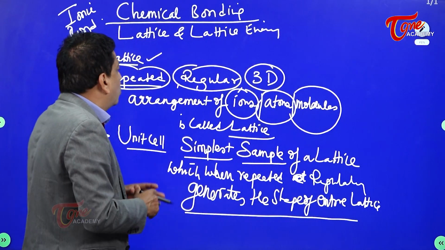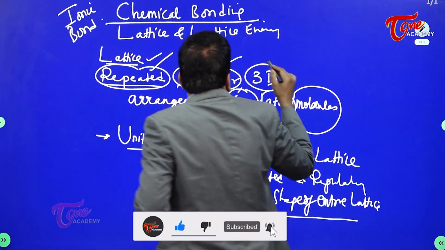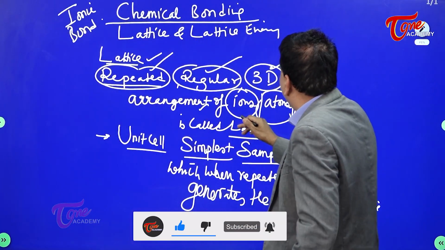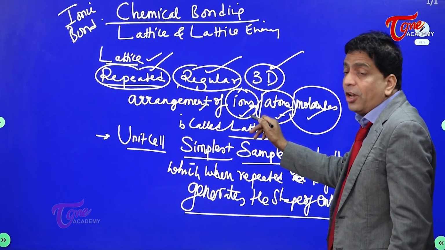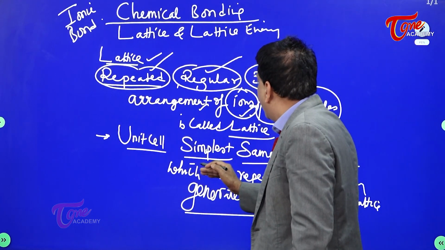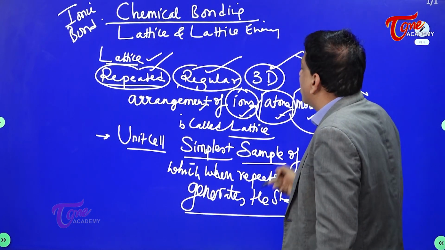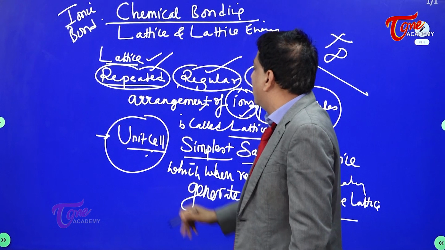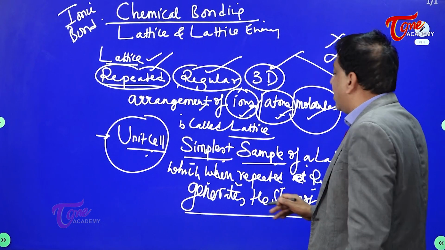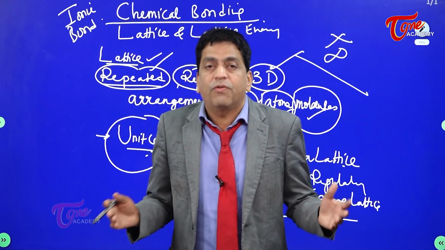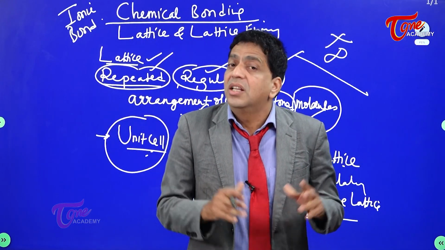Now look here. What's a lattice? It's a repeated, regular, three-dimensional arrangement of ions, atoms, or molecules. You can have molecular solids, atomic solids, and ionic solids. Today we are discussing ionic solids. Since it is an infinite arrangement, I will take the simplest sample, which is the unit cell. So what is a unit cell? The simplest sample of a lattice, which when repeated at regular intervals generates the shape of the entire lattice. From now onwards, I'm not speaking in lattice terms. We'll stick to the unit cell.